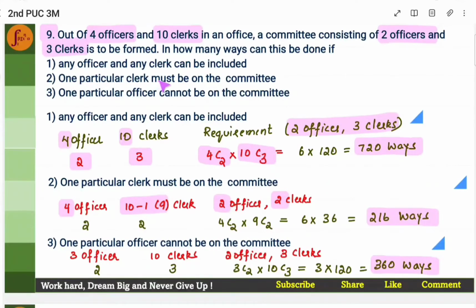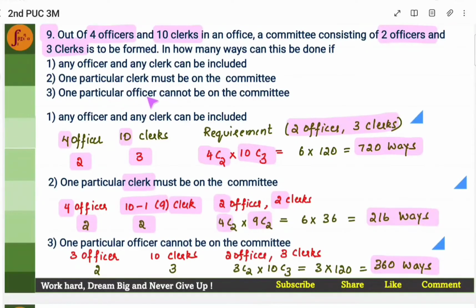Second one, a particular clerk must be on the committee. So 1 is already chosen. So you have 10 clerks. 1 is chosen. That means you have 9 clerks left. You have to choose 3 clerks. In 3 clerks, 1 clerk is selected. So you have to choose 2 clerks. And the remaining 2 officers.